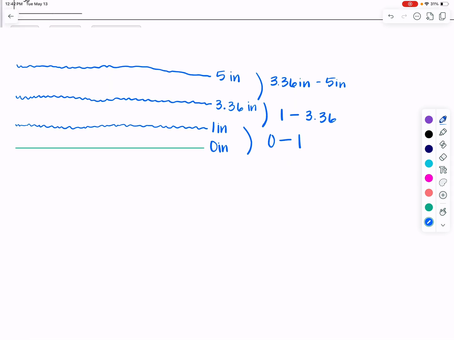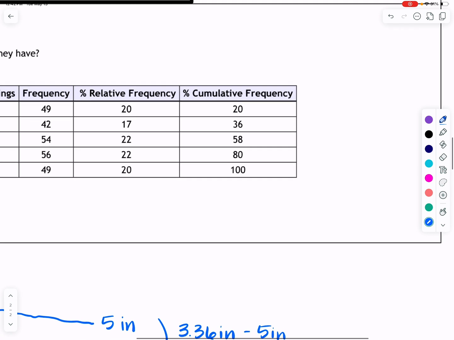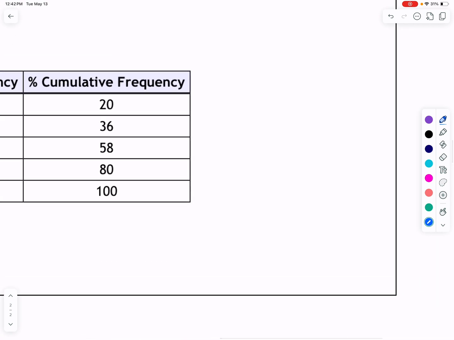We're going to use the same idea to look at the cumulative frequency. We're going to focus on this last column and realize with cumulative frequency, we're starting at 0. We always start counting at 0. That's where it makes sense to start counting. So this first class actually goes from 0% to 20%. The second one, we start measuring at 20% and we go to 36%.